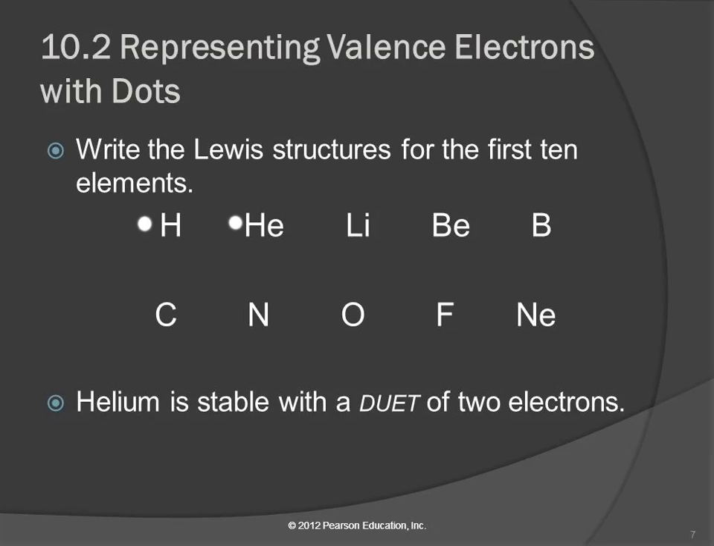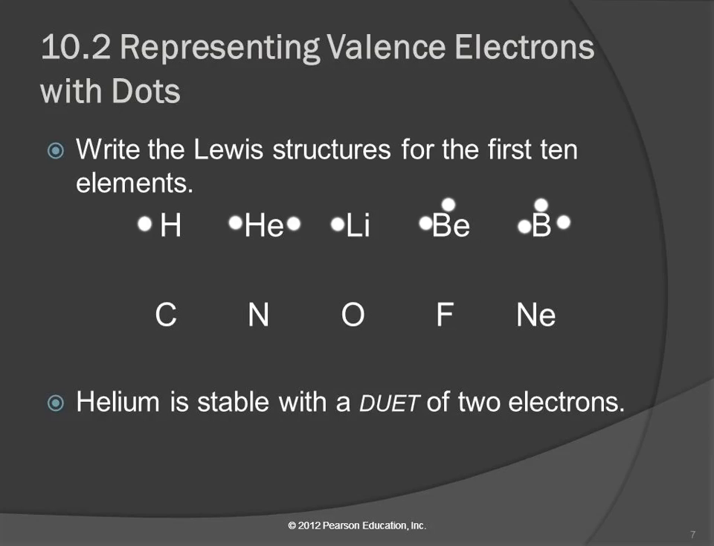2. Lithium has 3. Beryllium has 4. Boron, I'm sorry, wait a minute. I got carried away. Lithium has 1. It has 3 electrons, it only has 1 valence electron. Brain fart. Okay, beryllium has 2. Boron has 3.